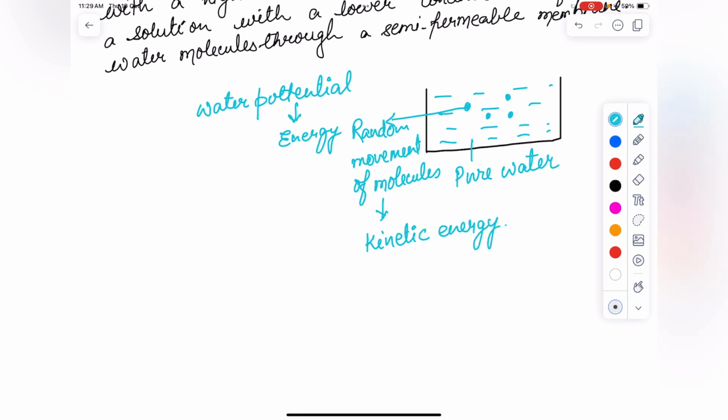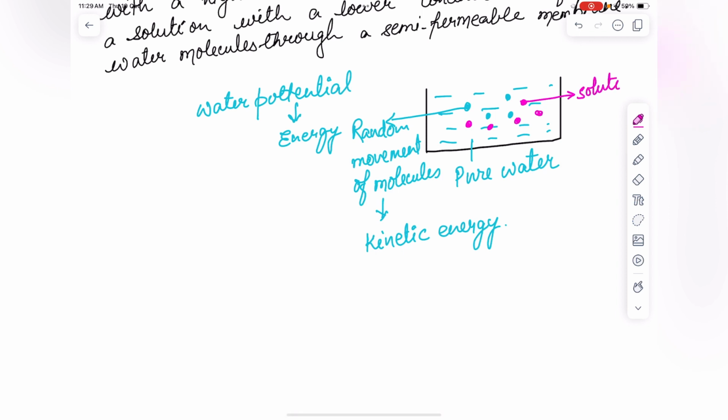When solutes are added to pure water, what will happen? The water potential will decrease. Why? Because the solute potential is always negative. So the water potential will decrease.